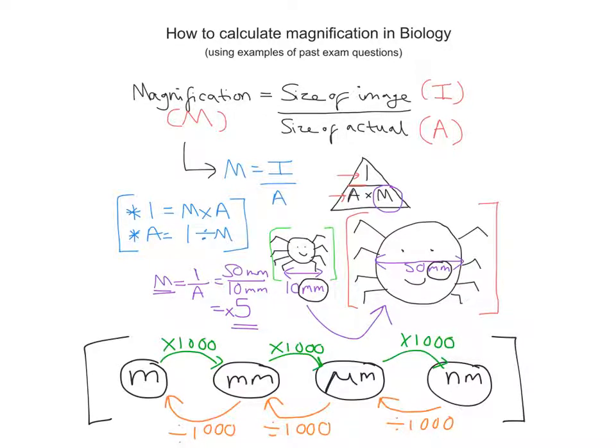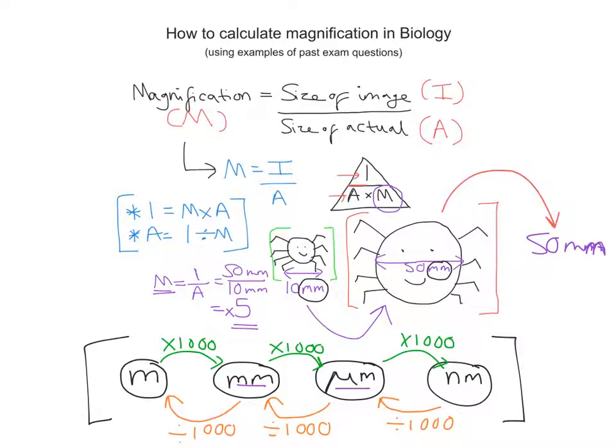If I'm given a value in millimetres, for example, and I want to convert that to micrometres, a smaller unit, I can times that by 1,000. Equally, if I want to reverse that, if I want to go from micrometres to millimetres, I divide by 1,000. So if we take our large spider here, and I expressed its diameter as 50 millimetres.